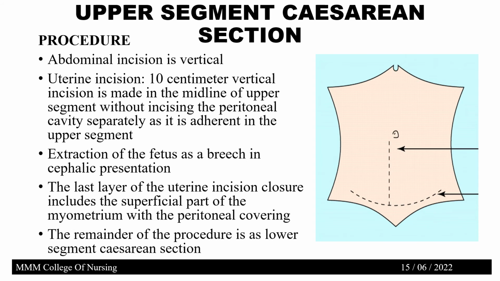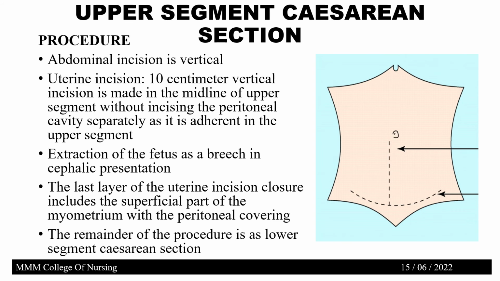Now we'll see about the procedure. The abdomen is vertical and uterine incision. As you see in the picture, the vertical incision is the incision given for the upper segment cesarean section. That means it is slightly deflected towards the right side of the umbilicus. It may also be called a right paramedian incision.